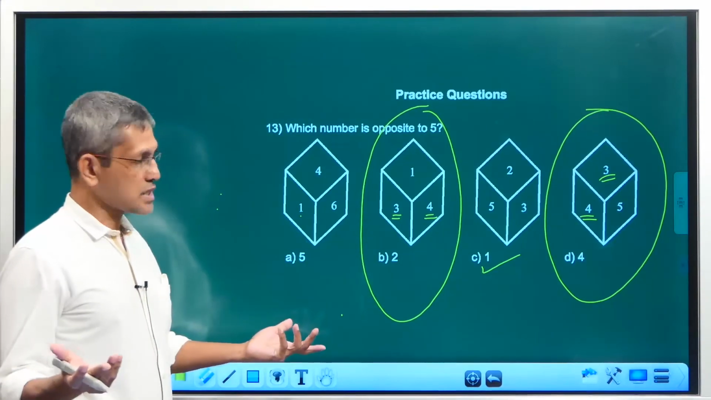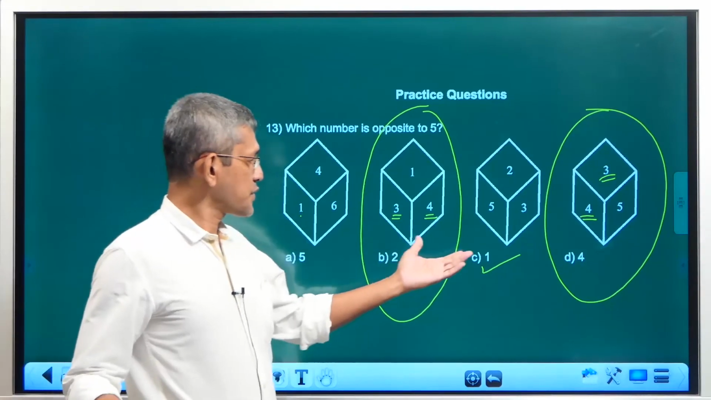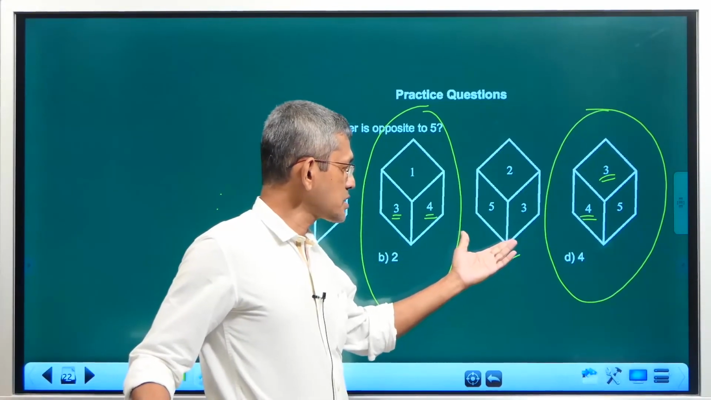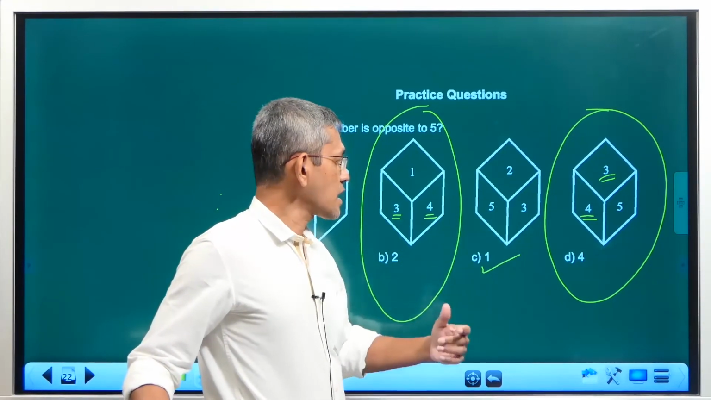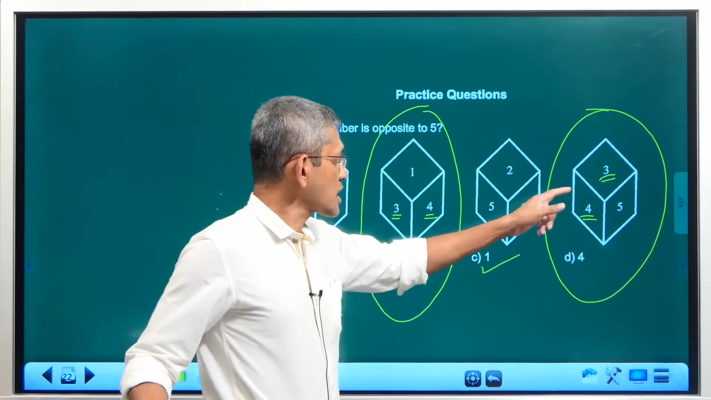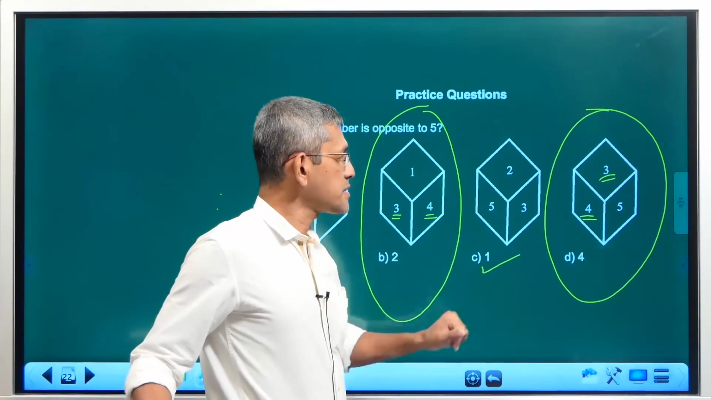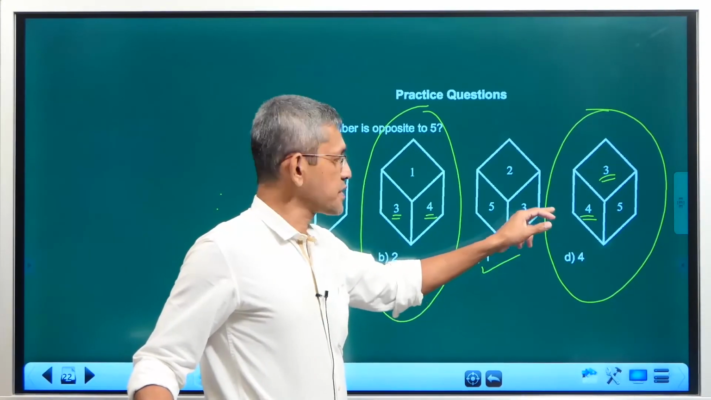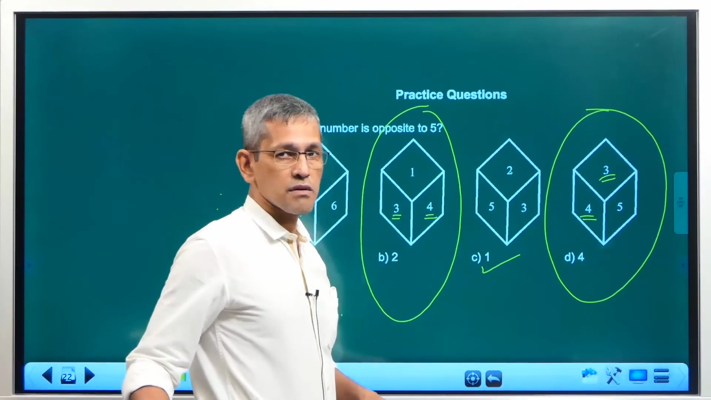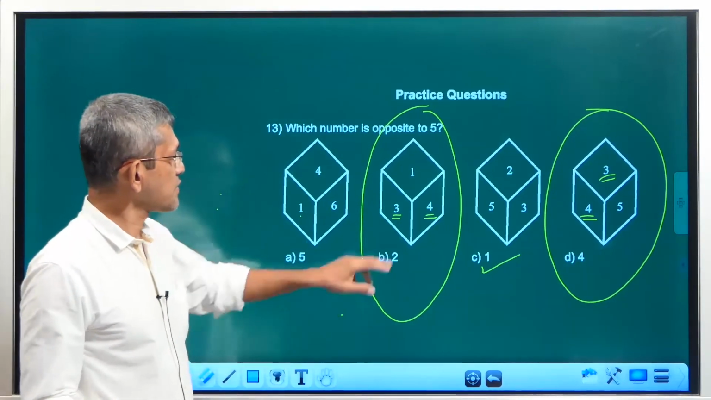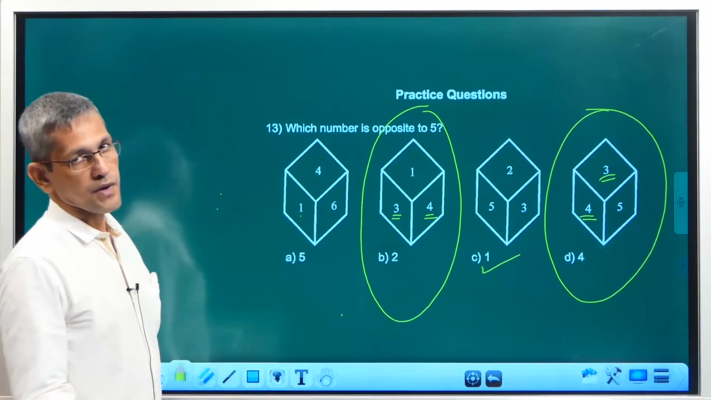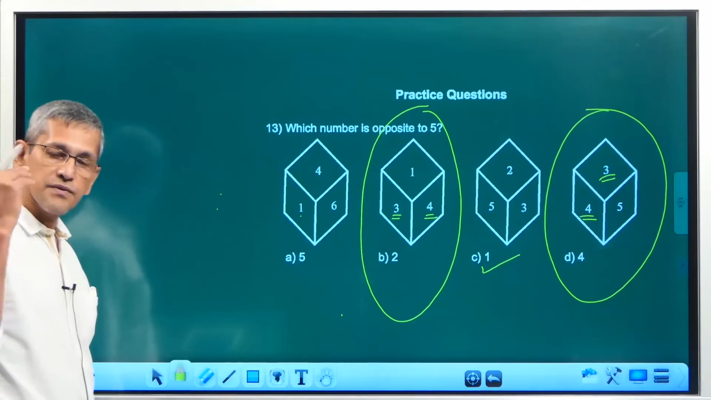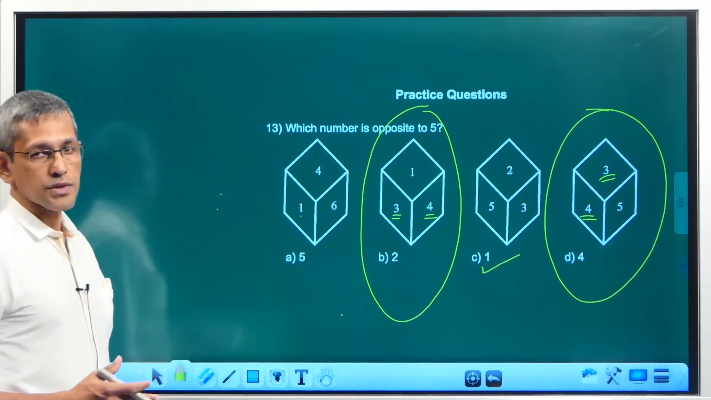Of course, if you want, you can compare image number 3 and 4 as well. Is there any common number? Yes, 3 and 5 are common. If 3 and 5 are common, what we get is 2 is opposite to 4. But that doesn't help us. What we are looking for is which number is opposite to 5. So those are different ways to analyze that question.